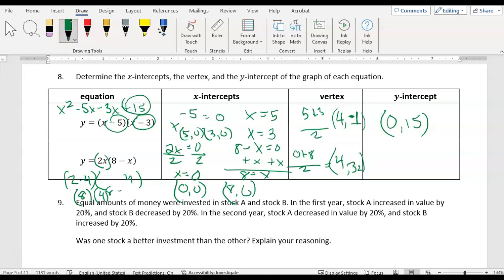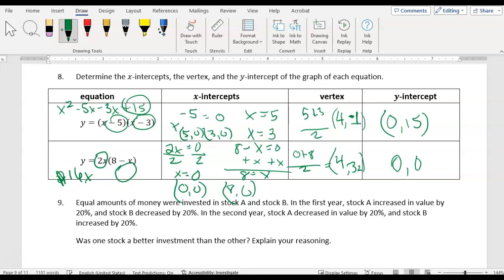32 is our vertex, 4, 32. And then our y-intercept, if we're going to look at this in standard form, we would rewrite this as 2x times 8 is 16x. And then 2x times negative x is negative x squared. Which means that there's no constant. There's no constant. That means that the y-intercept is 0, 0.